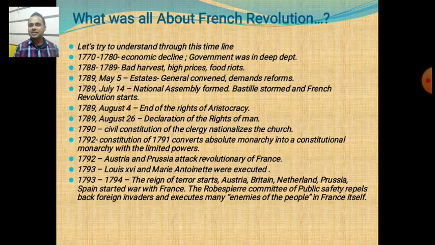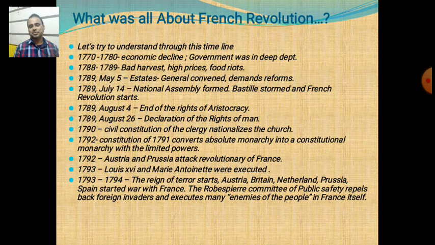Afterwards, you see 1789, July 14. The National Assembly was formed. Now, who was that? This National Assembly we will discuss later. The National Assembly was formed, and they stormed the Bastille, and the French Revolution began. So in this particular chapter, 14th July 1789 is a very important date, because since then the revolution started in France.